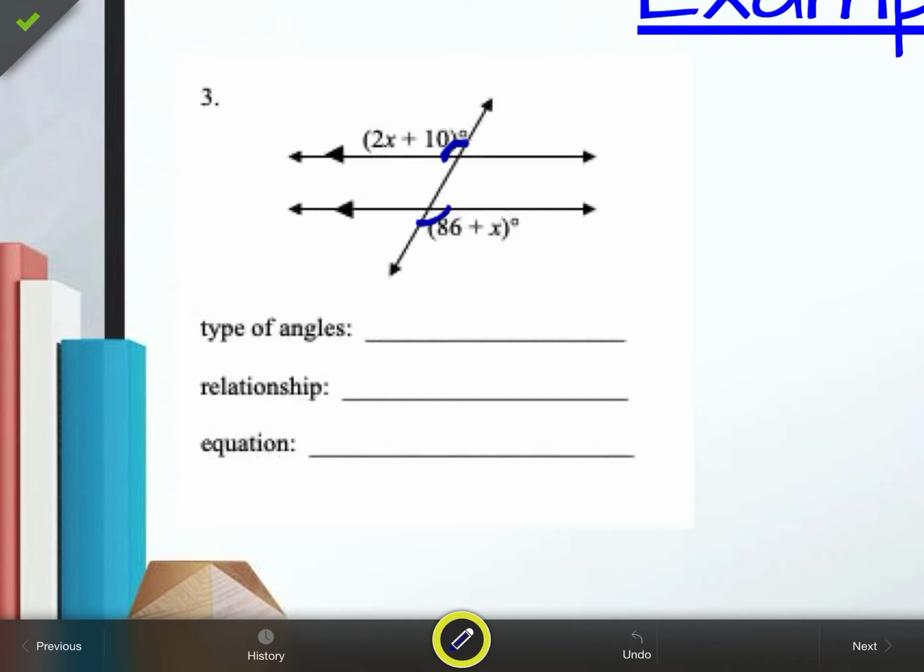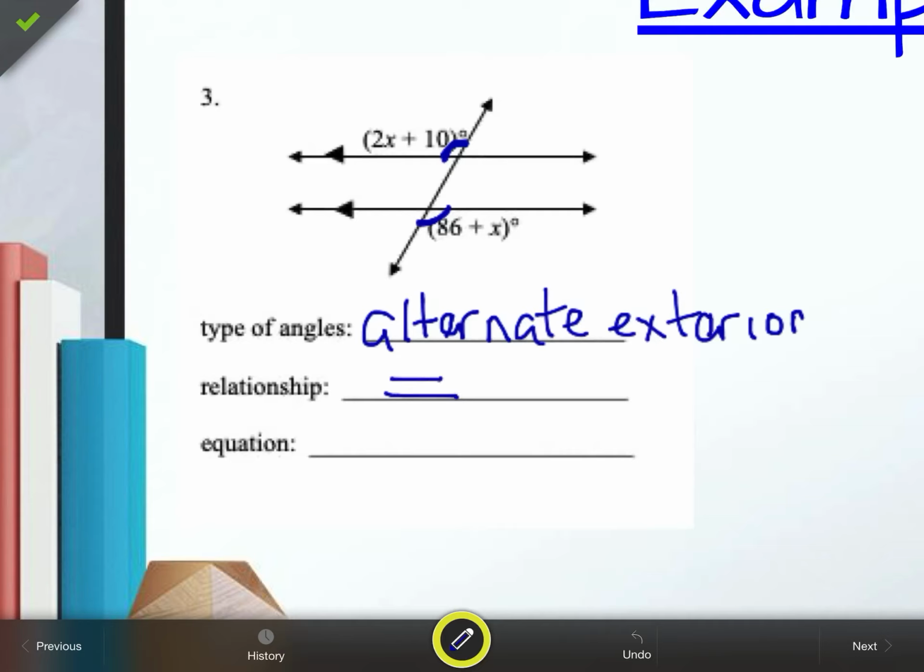All right, so let's see what you came up with. What kind of angles are these? They're on different sides of your transversal. They're not next to each other. And they are outside my parallel lines. Both of them are located outside. So they are alternate exterior angles. Good. And what do we know about alternate exterior angles? Alternate exterior angles are congruent.